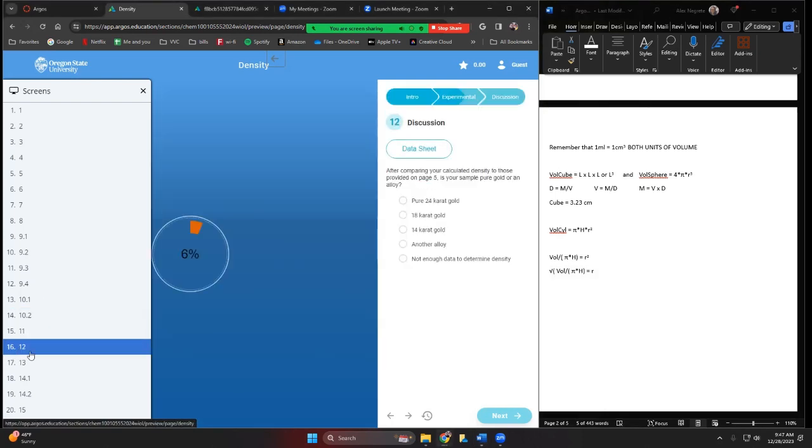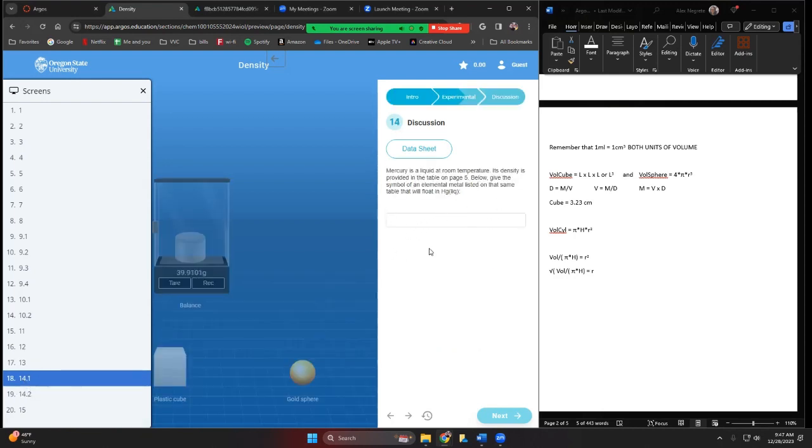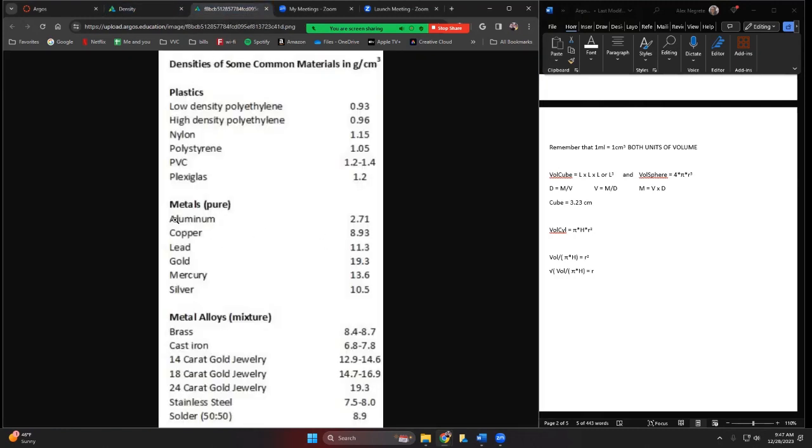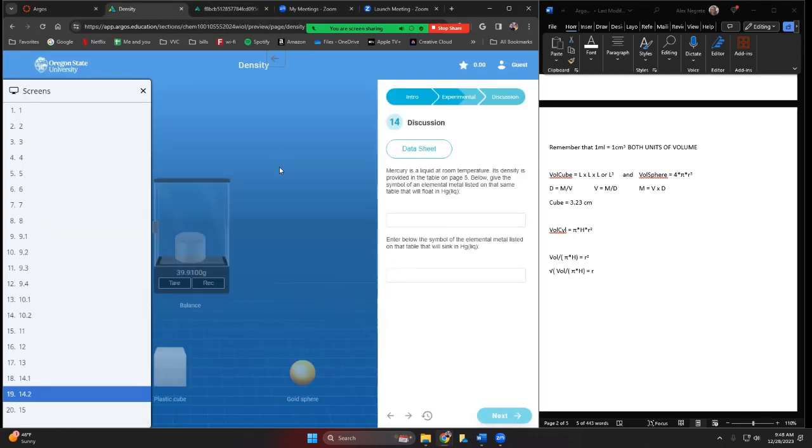And then moving on, there's some other calculations to make here. Here, some students get a little stuck. It says mercury is a liquid at room temperature. Its density is provided on the table on page 5. Give the symbol of an element listed on the same page that'll float in mercury, right? The symbol. Don't put these words in. Don't put in copper, put in Cu. Don't put in lead, put in Pb, Au, Hg, Ag, Al, right? That's what it's looking for here. Here we're putting in symbols. And that should finish off the density lab.